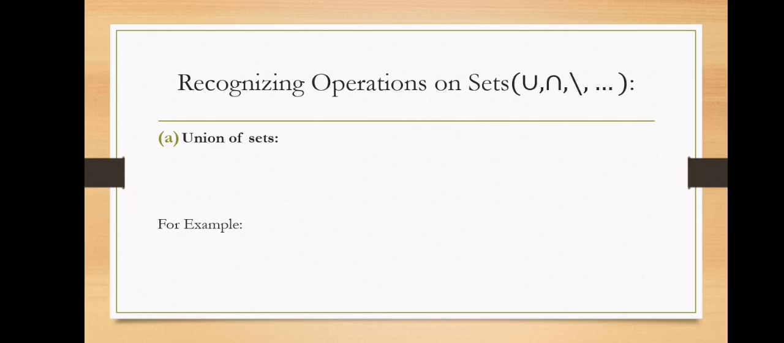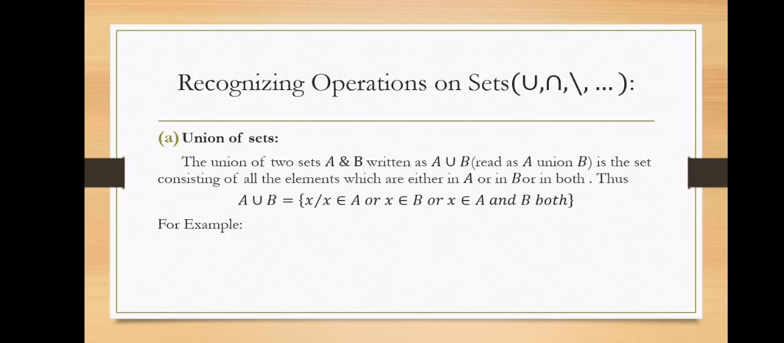Now, recognizing operations on sets: union, intersection, and so on. First of all, we are going to discuss the first set operation. The first one is the union of a set. The union of two sets A and B, written as A union B, is the set consisting of all the elements which are either in A or in B or in both.